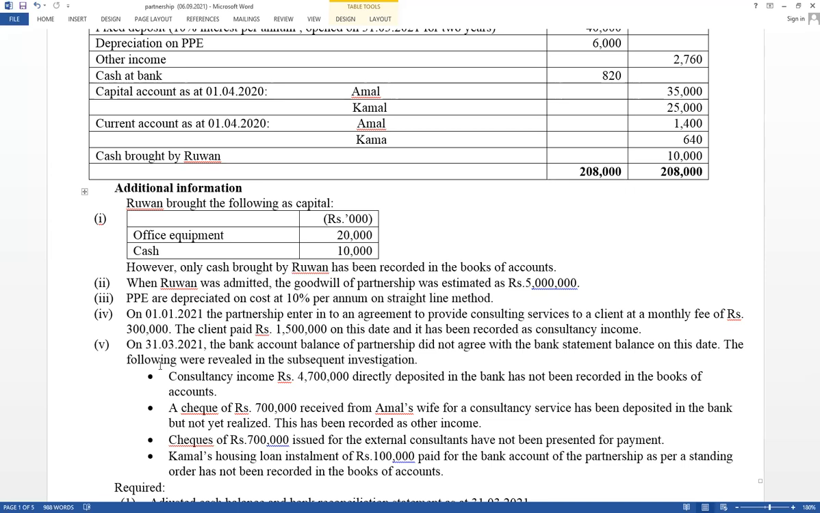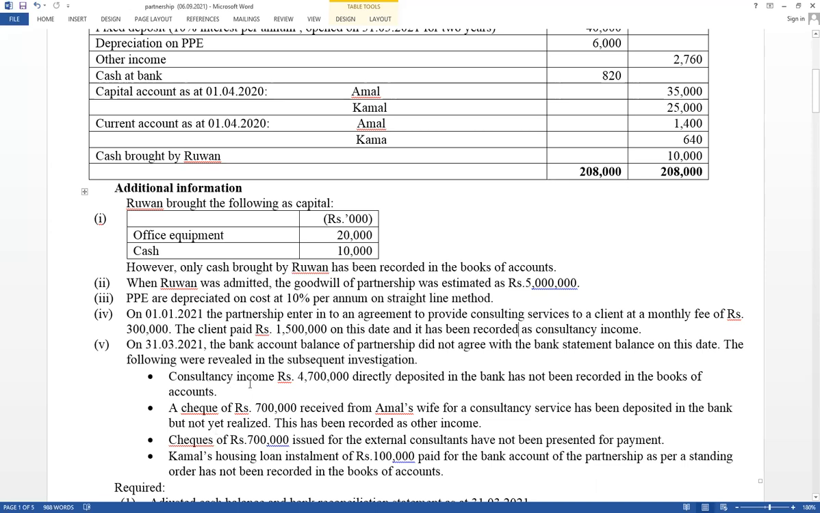Now think about 5. On 31st March 21, the bank account balance of the partnership did not agree with the bank statement balance on this date. The closing balances are not equal. The following were resolved in subsequent investigation. It has given reasons for the difference.